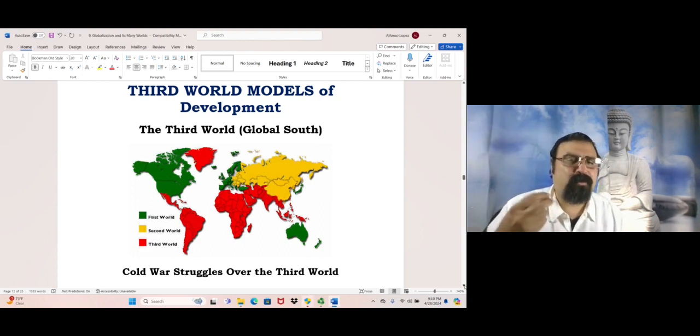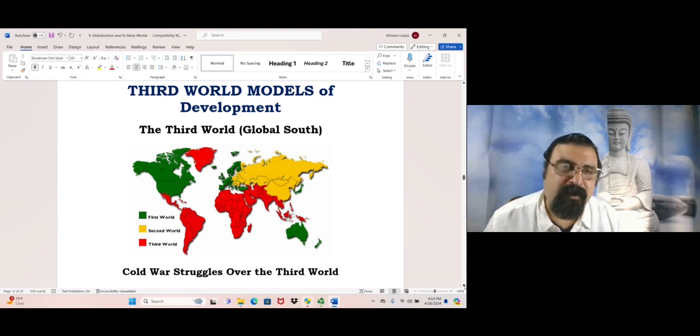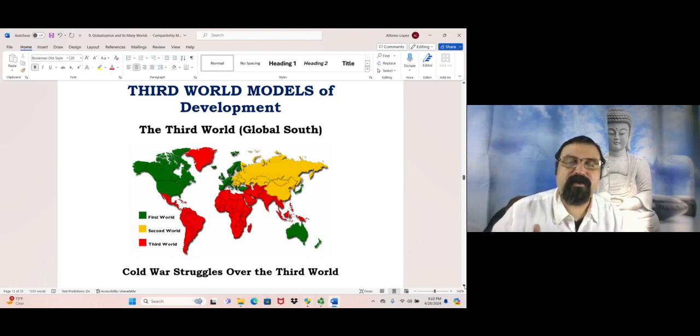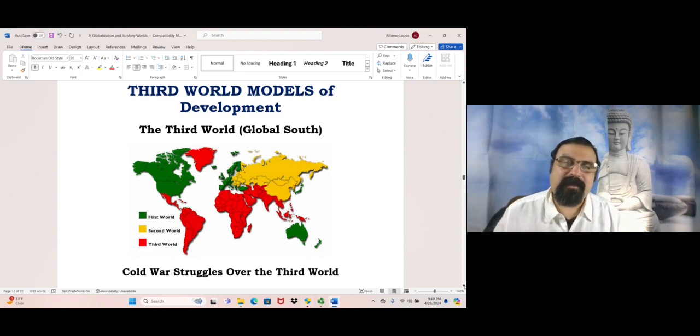And because they were very distinct and different from the first and second worlds, the first world of capitalism and the second world of communism, this area will be known during the Cold War as the third world, the third way, in other words. A totally different model of development. Now, for the most part, third world countries were countries that were situated in the southern part of the globe. So this is known as the Global South, in other words.